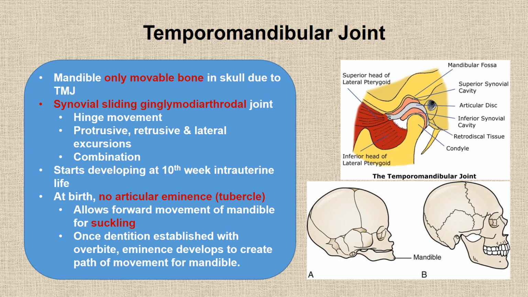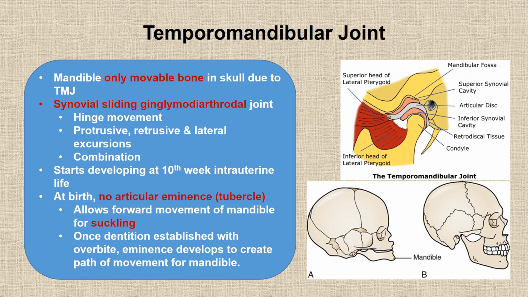ginglymo-diarthrodial joint. What this basically means is, if we compare with mammals, for example carnivorous mammals, the temporomandibular joint is only capable of a hinge movement. Hinge movement means basically an opening and closing movement. But in the human temporomandibular joint, the mandible is not only capable of a hinge movement, but it can also do protrusive, retrusive, and lateral extensions, or a combination of all these movements.